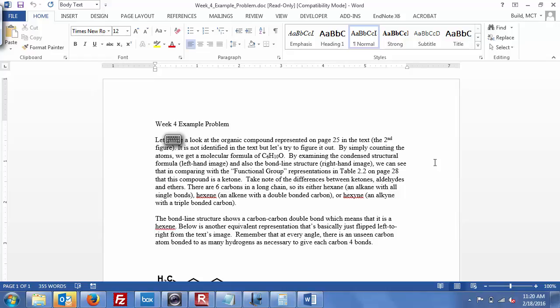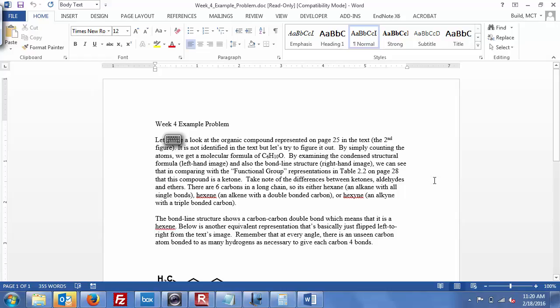There are 6 carbons in a long chain, so it's either hexane, there's your 6, an alkane with all single bonds, hexene, an alkene with a double bonded carbon, or hexyne, an alkyne with a triple bonded carbon. The bond line structure shows a carbon-carbon double bond, which means it's a hexene.